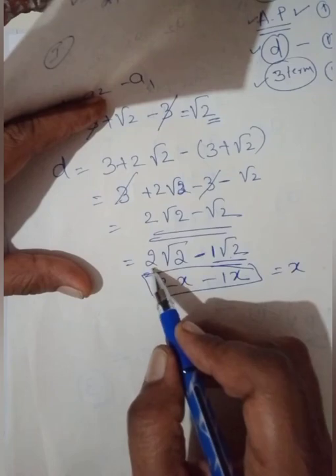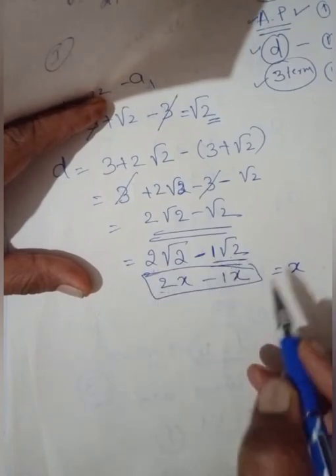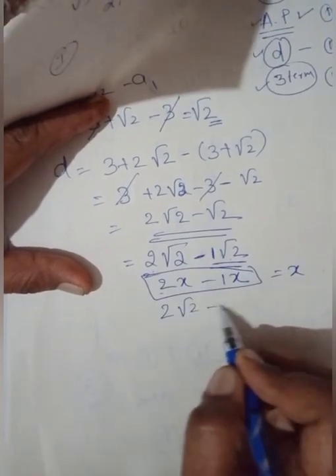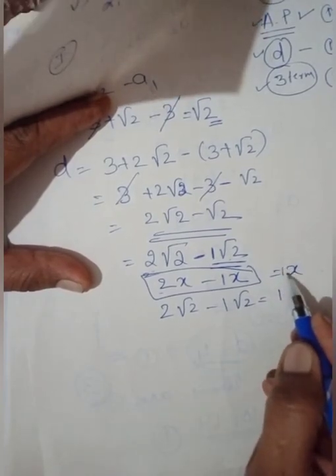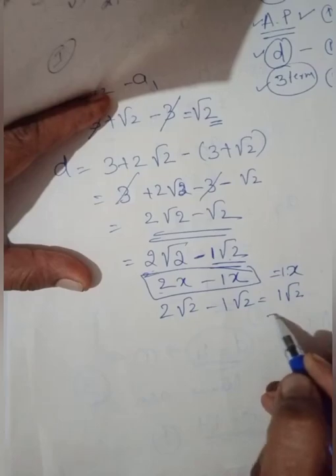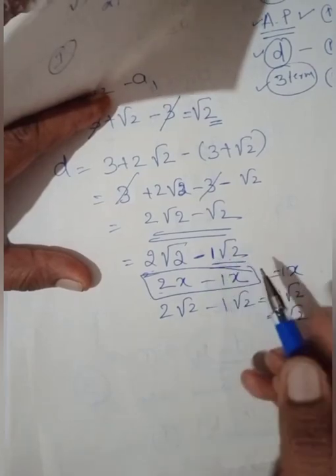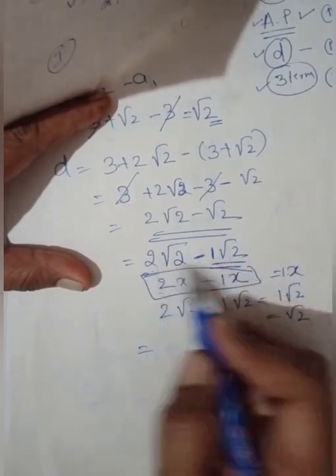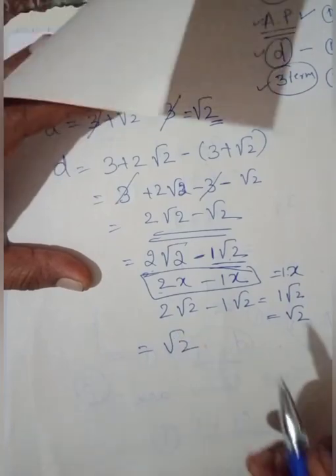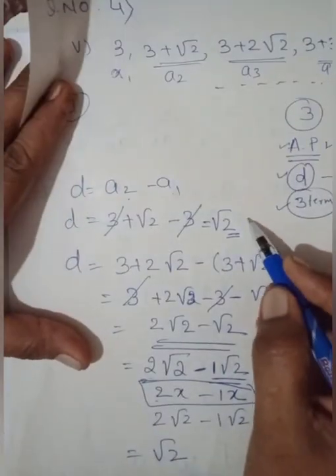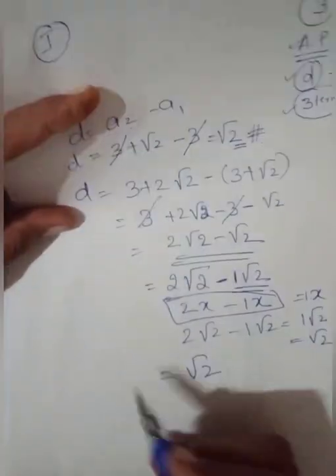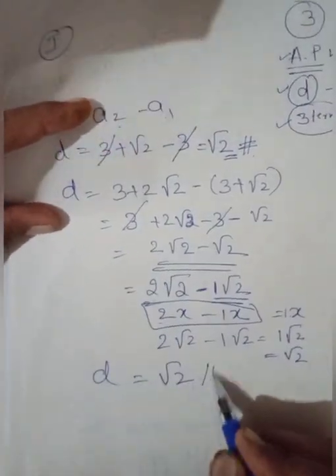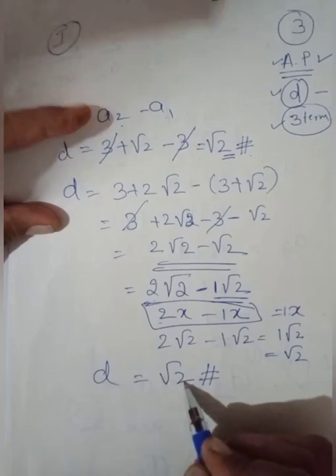So now it is something like 2 root 2 minus 1 root 2. What is this? 2 root 2 minus 1 root 2 is 1 root 2, or 1x. In the same way, 1 root 2 is equal to root 2. So the subtraction here gives root 2. See what we observed: the difference between the second and the first is root 2, and the difference between the third and the second is also root 2.